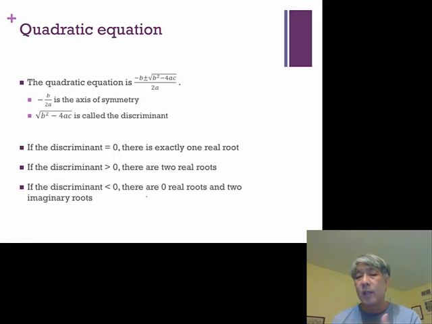If the discriminant equals 0, there will be exactly one real root to the quadratic. If the discriminant is greater than 0, there will be 2 real roots, and if the discriminant is less than 0, I have no real roots, but 2 imaginary roots.